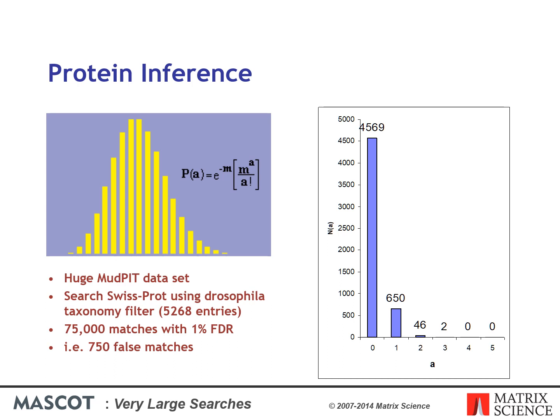The problem isn't limited to large searches. It is the ratio between the number of spectra and the number of entries in the database that matters. So a small search against a small database can give similar numbers.